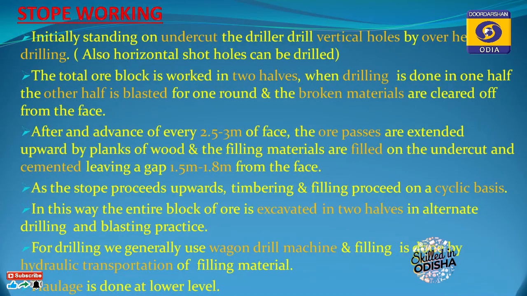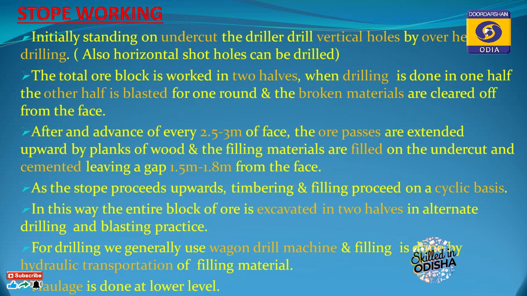The driller drills vertical holes by overhand drilling. Also horizontal short holes can be drilled. The total ore block is worked in two halves. When drilling is done in one half, as I have said earlier, the other half is blasted for one round, and the broken ore materials are cleared from the face.